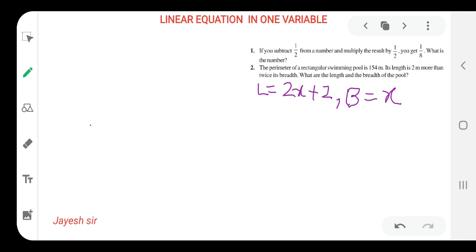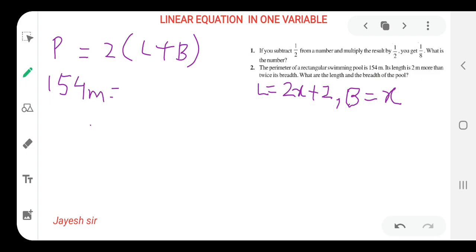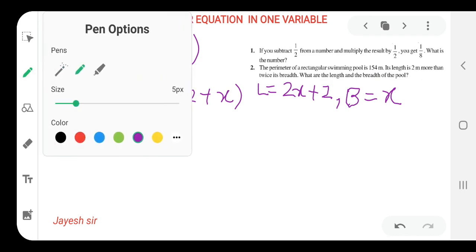The perimeter of the rectangular swimming pool is given. Now let's write the formula of perimeter. Perimeter of rectangle, we all know P is equal to 2 into (L plus B). Now perimeter is given 154 meter, so below perimeter we will write 154 meter. Now 2 as it is. Value of length we all know, so let's put the value of length 2x plus 2, and the value of breadth is x, so I am putting the value of breadth also.